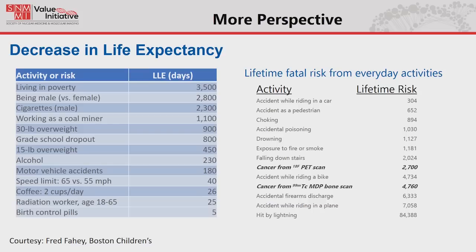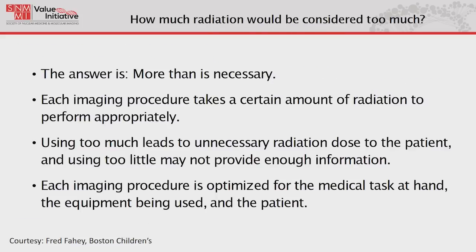And we have the lifetime fatal risk from everyday activity. Anyway, these are all here. And what they estimate for like PET scans or bone scans or things like this, these are just worst case estimates. There's no firm evidence behind it. That's the problem with these things. They make it sound like we know. We don't know. We're linearly kind of projecting backwards from these high doses. So we don't know. How much radiation is too much radiation for a diagnostic test? The answer is any more than is necessary, right?